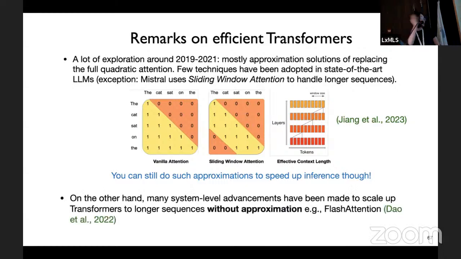And I also want to mention that, on the other hand, there are many system level advancements that have been proposed to scale up transformers to longer sequences without using any approximation. The most famous example is FlashAttention by Tri Dao at Stanford, who will be joining the Princeton faculty this year. And there are a lot of other techniques, for example sequence parallelism, that have been proposed to speed up this process. So people still use the full attention these days, but they can scale up to much longer sequences compared to a few years ago.